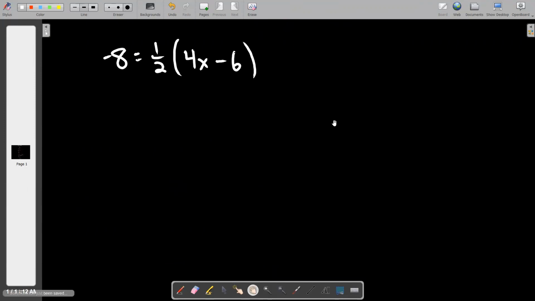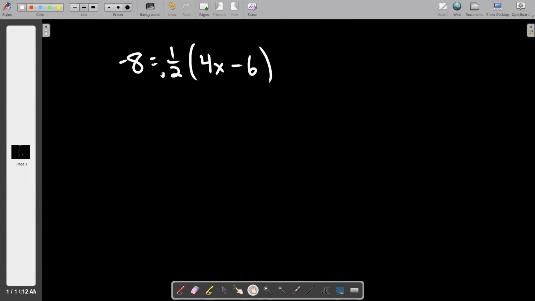So let's do it. We're going to do -8 equals 1/2 times the quantity of 4x minus 6. So let's do some early fraction killing on this one. What are we going to multiply by? 2. Very good. And the first distribution is right there. Boom. What's 2 times -8? -16. And this is where the good stuff happens.